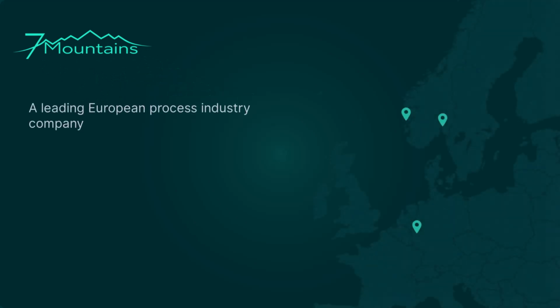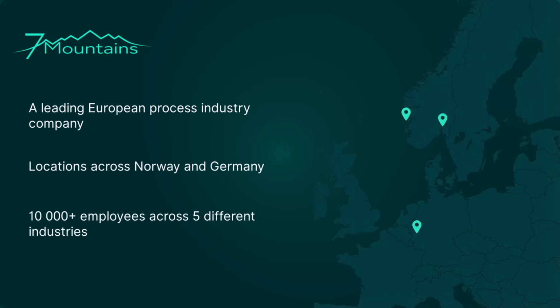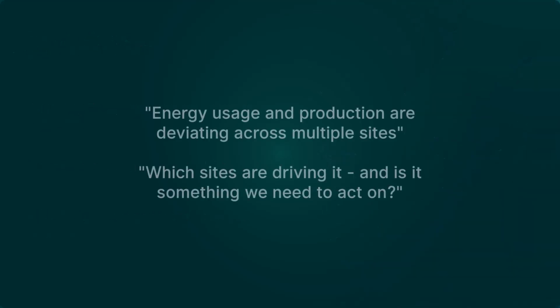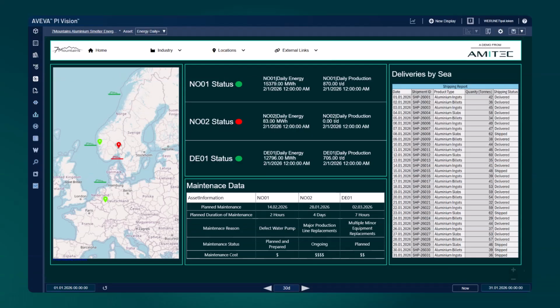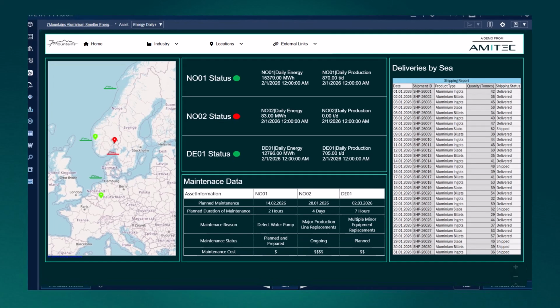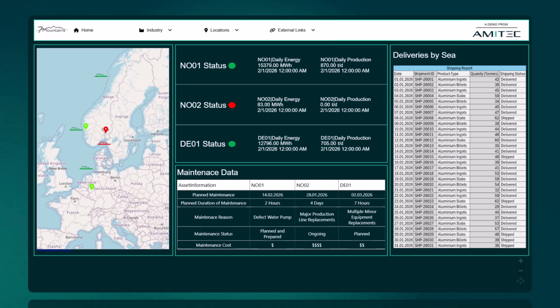At Seven Mountains, we operate aluminum production and processing sites across multiple locations. We've recently seen unexpected variations in energy usage and production performance between sites, and my task is to understand where deviations are coming from and whether they require action. This display gives me a single operational overview of site status, performance, and context, so I can quickly focus on what matters. I usually start with a map.